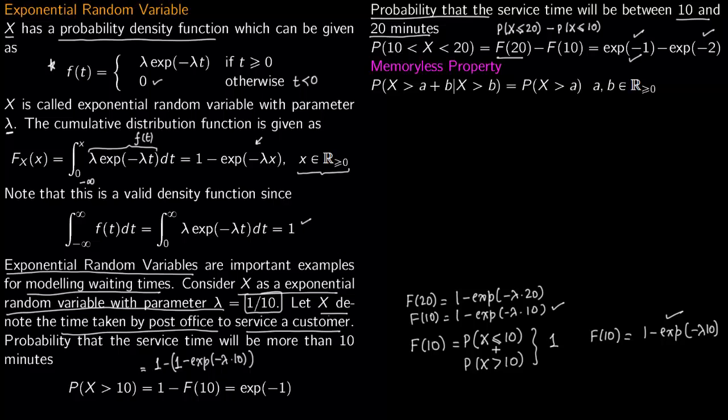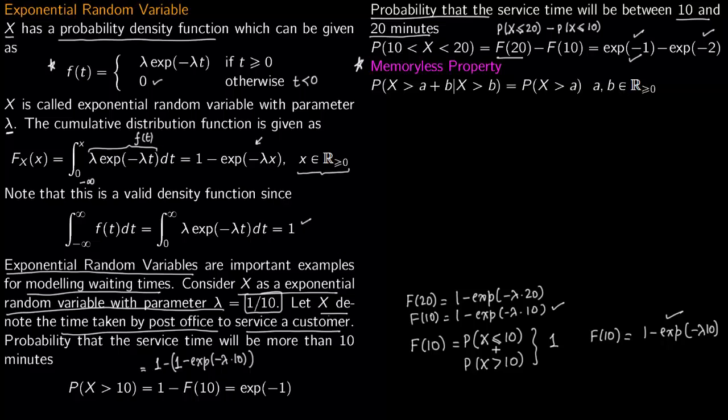Now, a very important property of the exponential variable is that it is memoryless. So let us talk about this memoryless property. So basically it says that probability that x is greater than a plus b, given that x is greater than b, is equal to probability that x is greater than a, where a and b are real numbers.